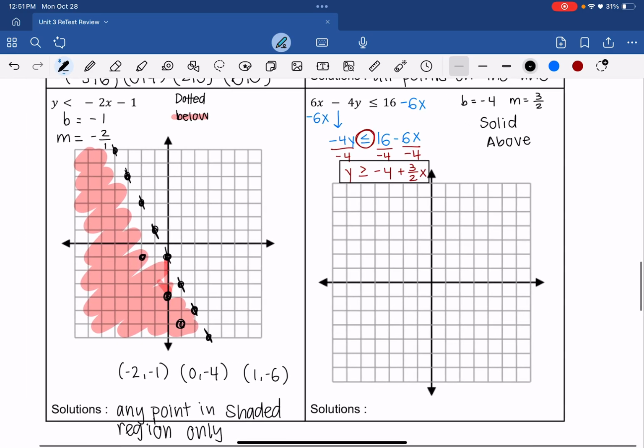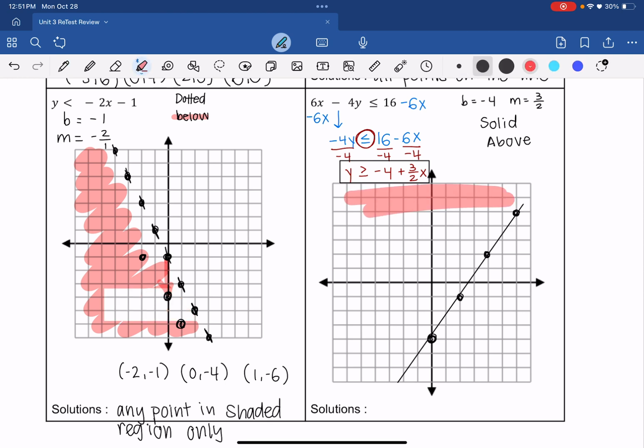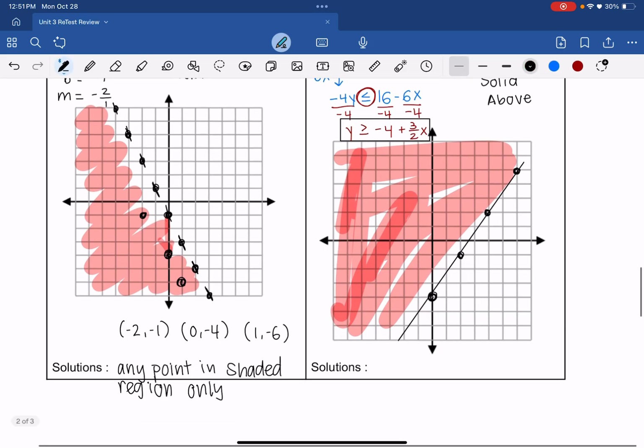Okay? So I'm going to hurry up because the bell's rung. But I'm going to go to negative 4. I'm going to rise 3, run 2. I'm going to connect my points because it should be solid. And I'm shading the side that is above the y-intercept. And your solution, although I'm not writing it down, your solution are any points that fall on the line or in the shaded region. So any point on the line is a solution as well. So on line and shaded is a solution.